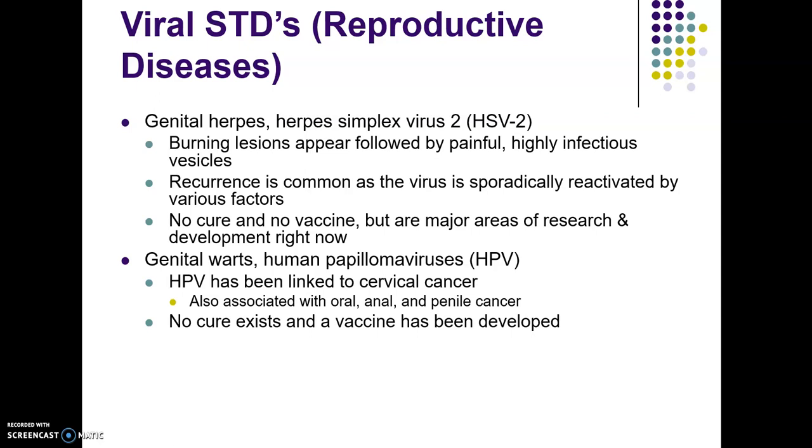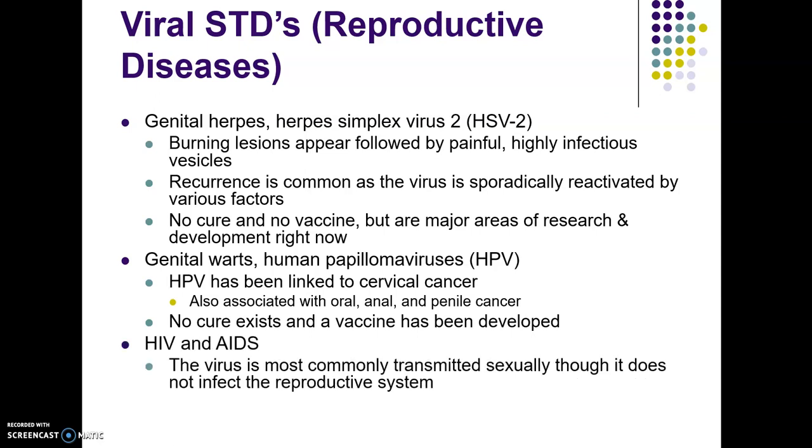Genital warts, we've talked about human papillomavirus before, or HPV. This is the virus that is linked to cervical cancer, so it is an oncogenic virus. There is, of course, no cure, but there is a vaccine for HPV. And then finally, we talked a whole lot about HIV and AIDS already. So, of course, the HIV virus is what causes AIDS. It is considered to be an STD because it is transmitted through sexual contact, but of course it does not infect the reproductive system. It goes after the helper T cells.